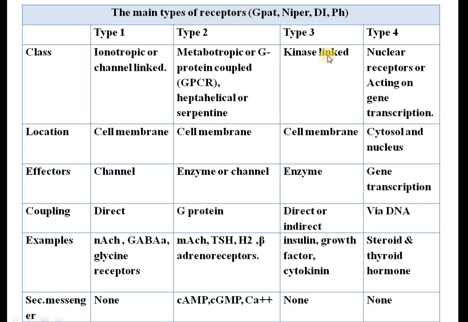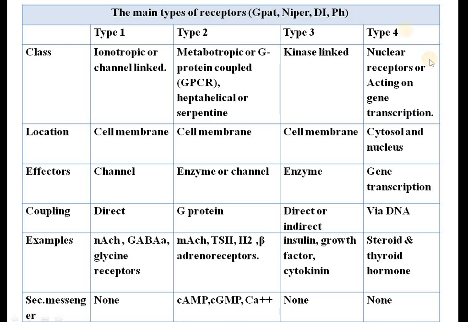Now type 3, they are the kinase linked receptors. So there is a tyrosine kinase enzyme. So these receptors are linked with the tyrosine kinase enzyme. There will be phosphorylation of them. Okay. So they are also located on the cell membrane. Their effector is nothing but the enzyme. Okay. They will couple directly or indirectly with the enzyme, that is tyrosine kinase. Now examples: insulin receptors, growth hormone receptors, growth factor receptors, cytokine receptors. All these are kinase linked receptors. Okay. So in this case, what is the secondary messenger? None. Okay, there is no secondary messenger.